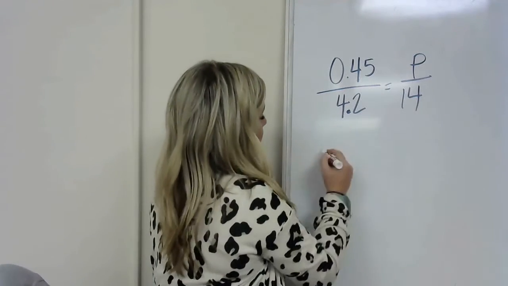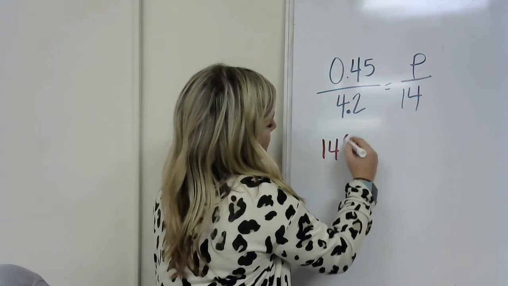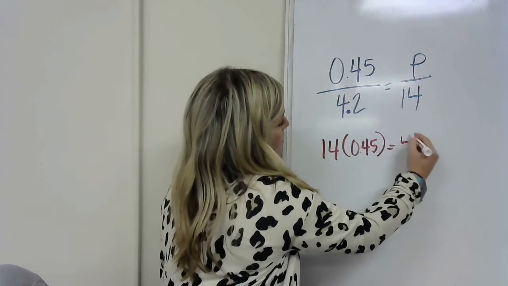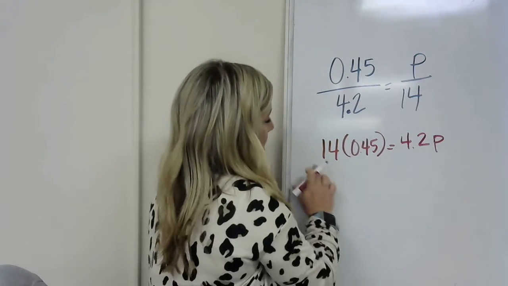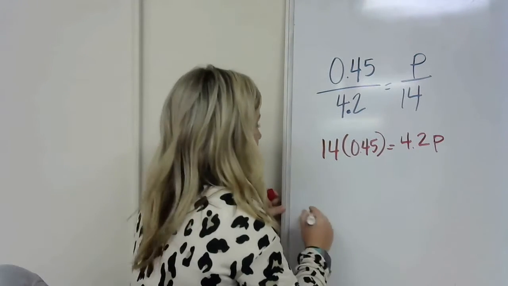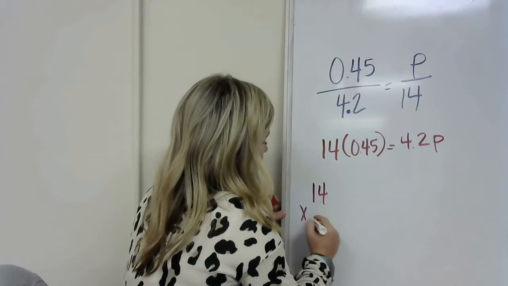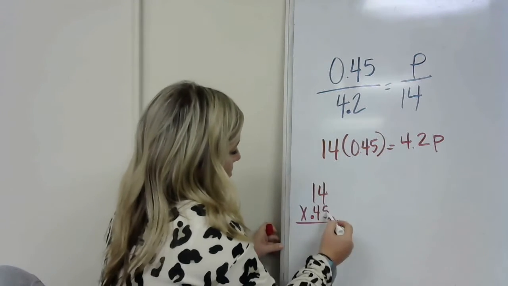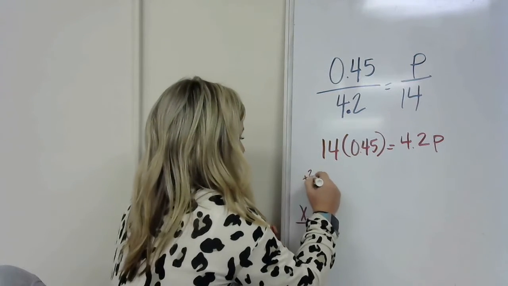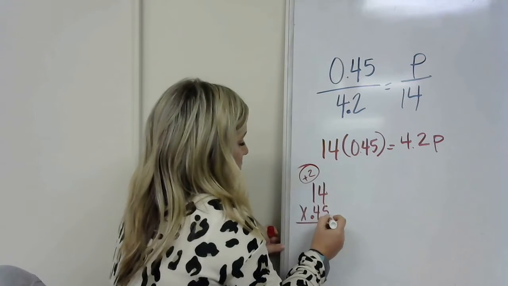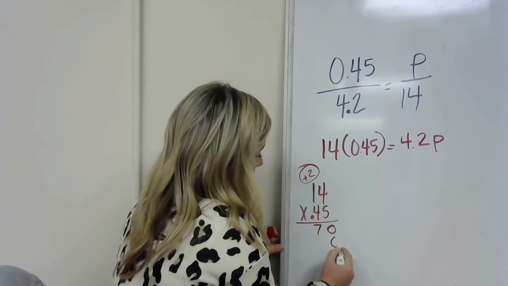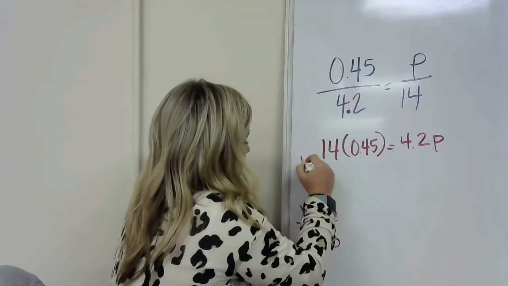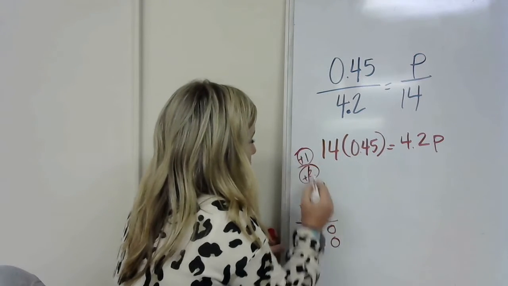So we're going to multiply this, so it'll be 14 times 0.45 is equal to 4.2p. All right, so now I'm going to multiply these two and figure what that is. 14 times 0.45. All right, now 4 times 5 is 20. The 0 can stay. The 2 has to go. 1 times 5 is 5 plus 2 is 7. All right, so I'm going to drop my egg. 4 times 4 is 16. The 6 can stay, but this 1 has to go. And 1 times 4 is 4 plus 1 is 5.